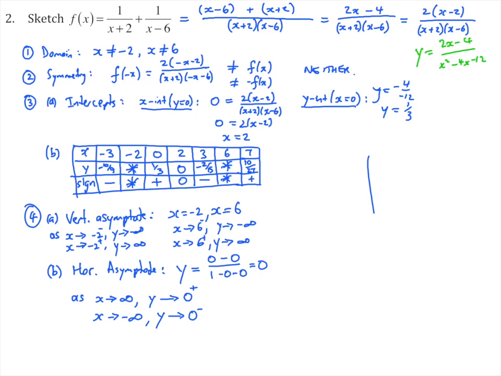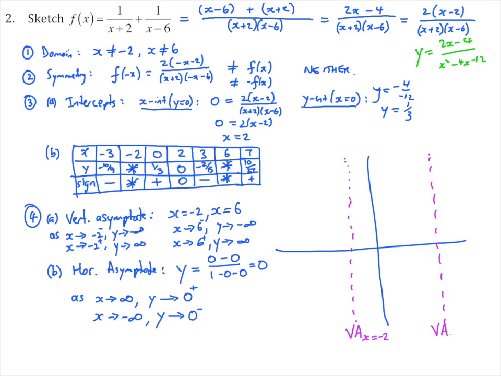Let's try our graph. We need to put on our asymptotes. Now we have an asymptote at -2 and an asymptote at 6. So there's our two asymptotes that are the vertical ones. We have a horizontal asymptote. That is y equals 0.